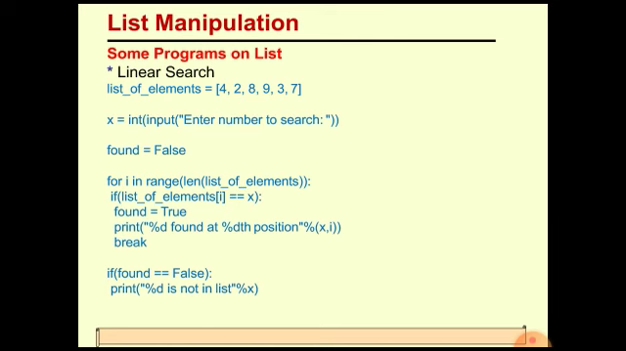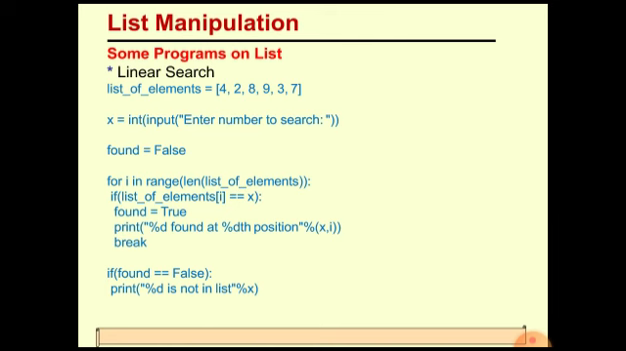We will initialize the value as false. Now we start a loop here. This loop is for looping through the list of elements. We have written here for i in range(len(list_of_elements)). So what does range of the length of the list of elements mean?